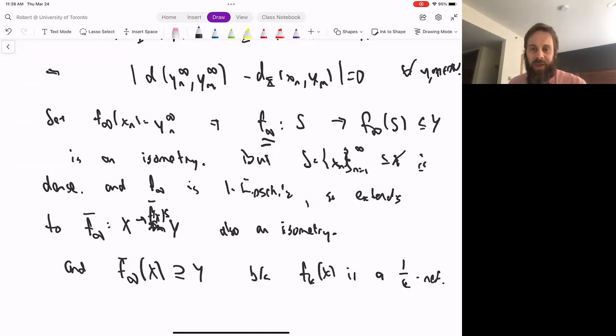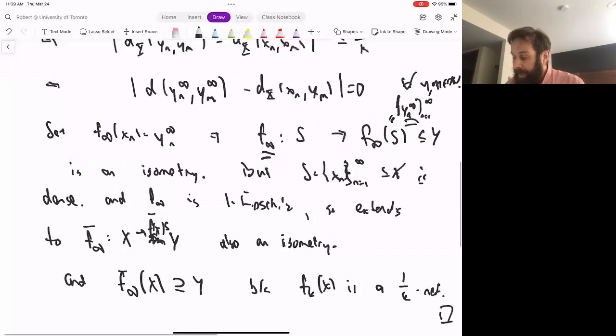Actually, the way Burago and Ivanov do this last argument is they say, let's reverse the process and start with this set here, which is the collection of y_n^infinity. Then we can define an inverse on this set, which is a 1-Lipschitz map, and so it extends to a 1-Lipschitz extension that inverts the original one. And so you see it's onto by that process.